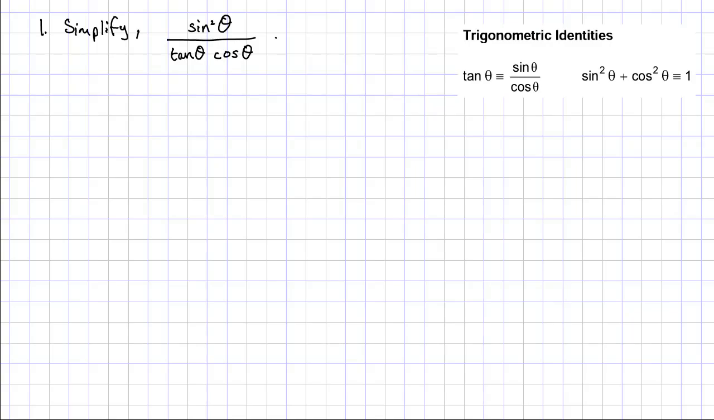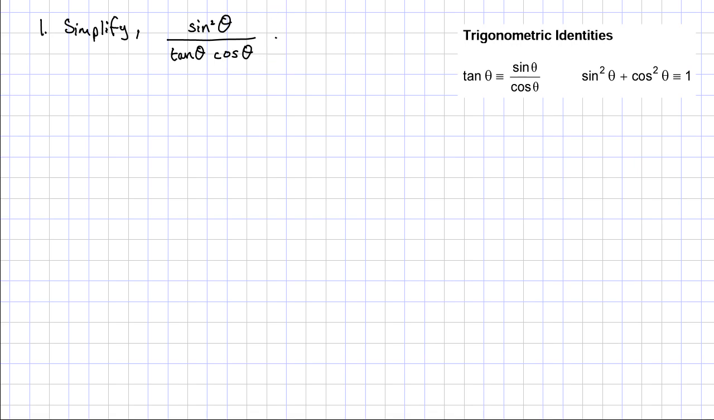This video is on trigonometric identities and how to use them to simplify expressions and for proof. So in your formula sheet you can find these trigonometric identities. You have tan theta is exactly sine theta over cos theta, and sine squared theta plus cos squared theta is exactly 1. Now you need to be able to use these to simplify expressions like this.